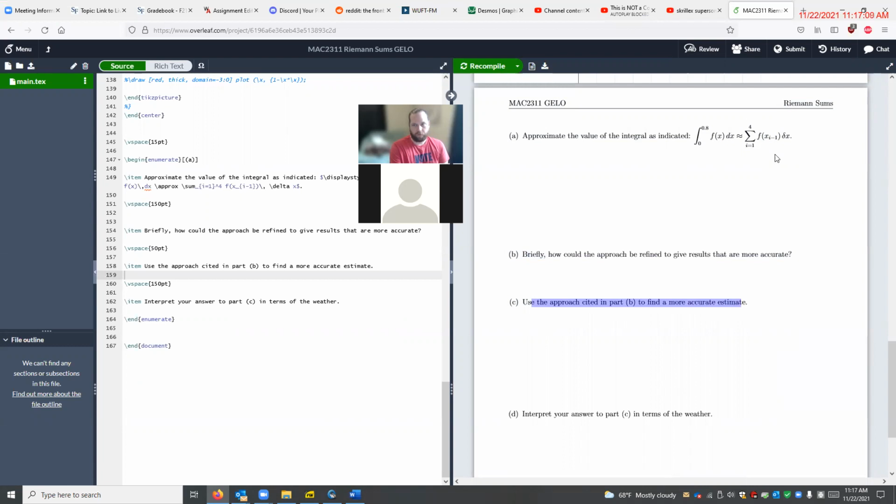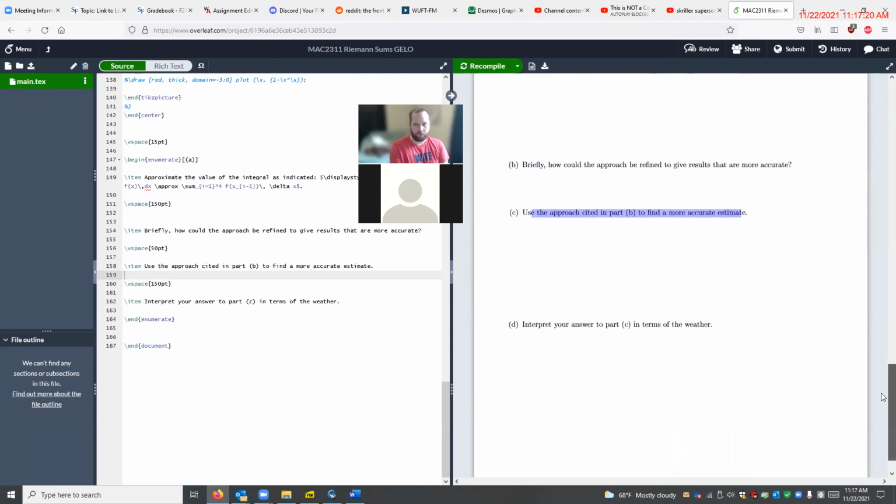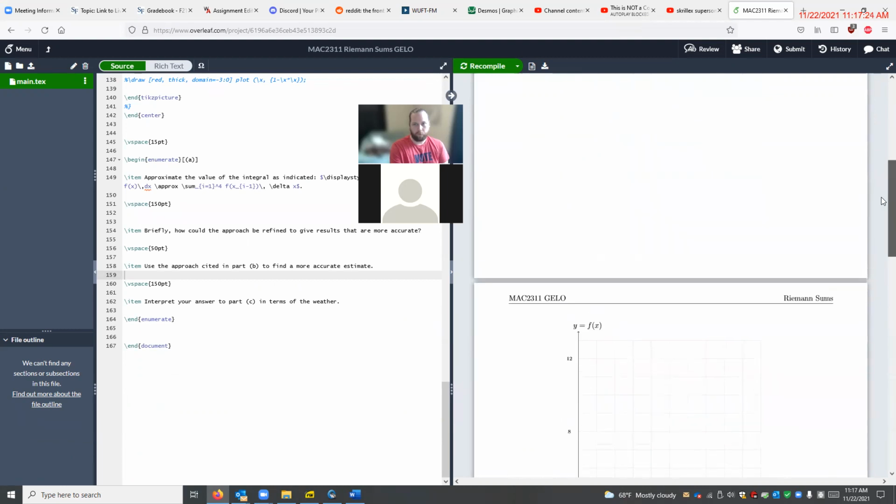So part A, calculate L4. Part B, talk about how to get better results. Part C, go ahead and do whatever it is you suggested in part B. And then part D, very last thing you're going to do is interpret the answer, which is the approximate value of that integral, in terms of the weather.